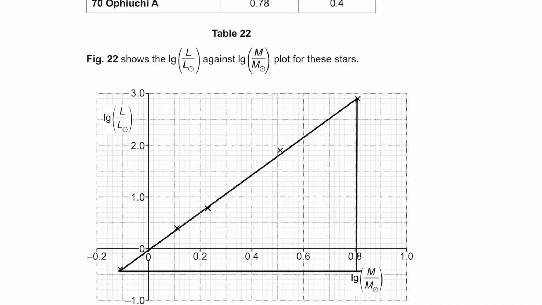Okay, so with this, if I just calculate the gradient, this is going to be 2.9, and this is going to be minus 0.4, and this value is going to be 0.81, I'd take.